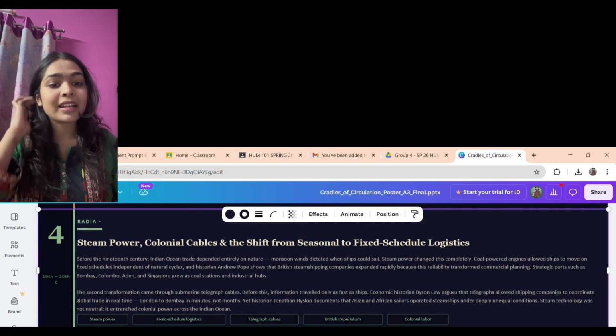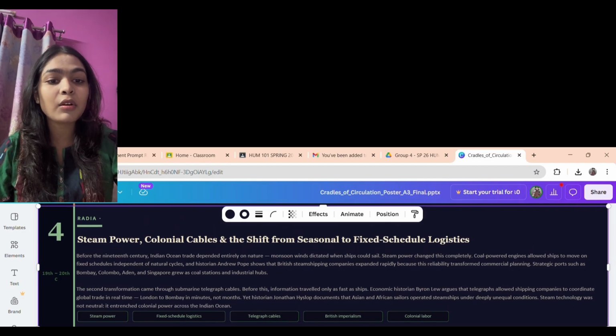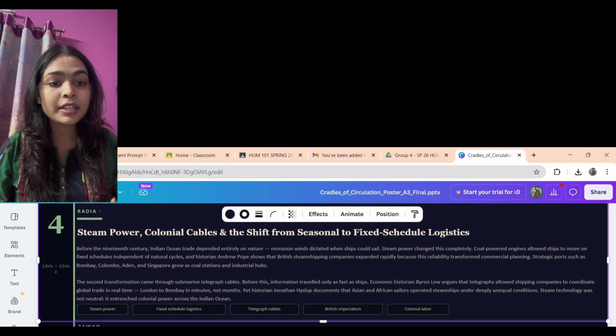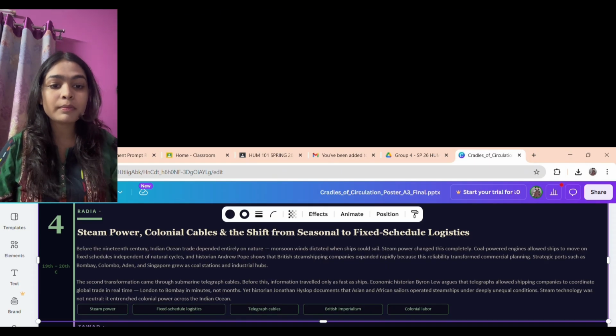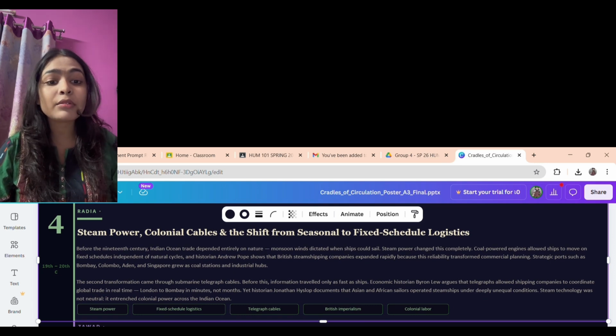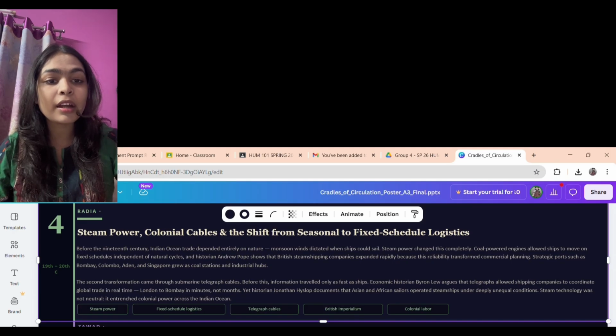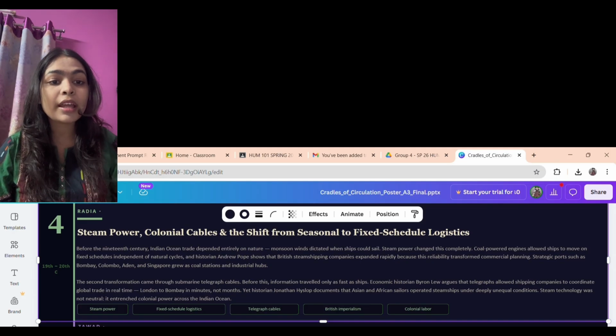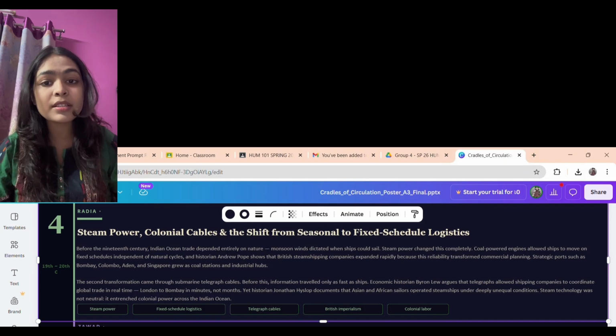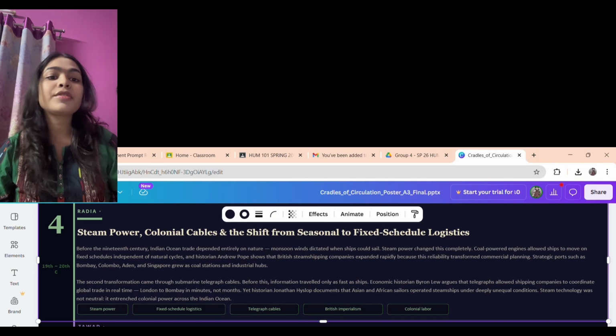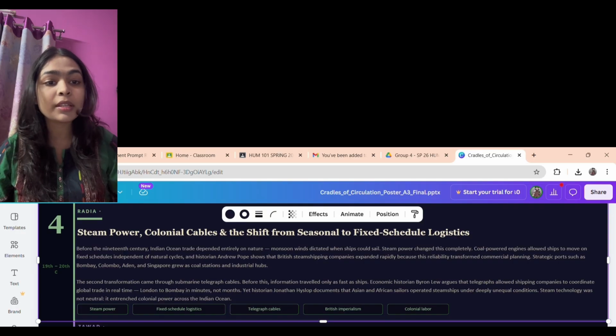For centuries before the 19th century, trade across the Indian Ocean depended almost entirely on nature. Merchants relied on monsoon winds to travel between East Africa, the Arabian Peninsula, India, and Southeast Asia. Ships could only sail during certain seasons, meaning trade was organized around environmental rhythms rather than strict timetables. This system had existed for hundreds of years and shaped the economies of Indian Ocean port cities.